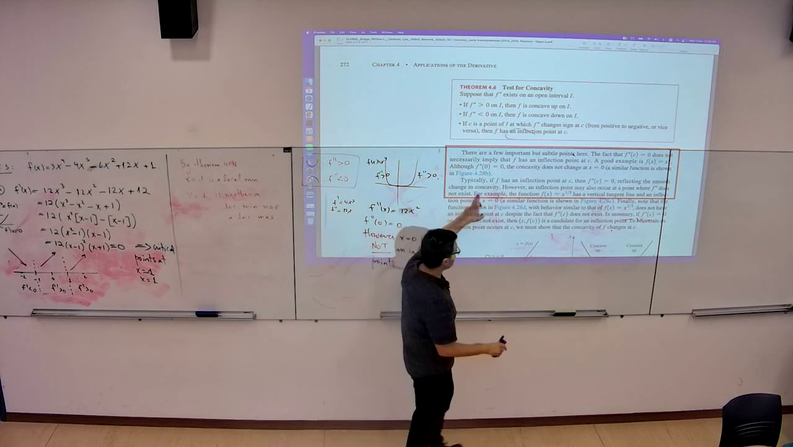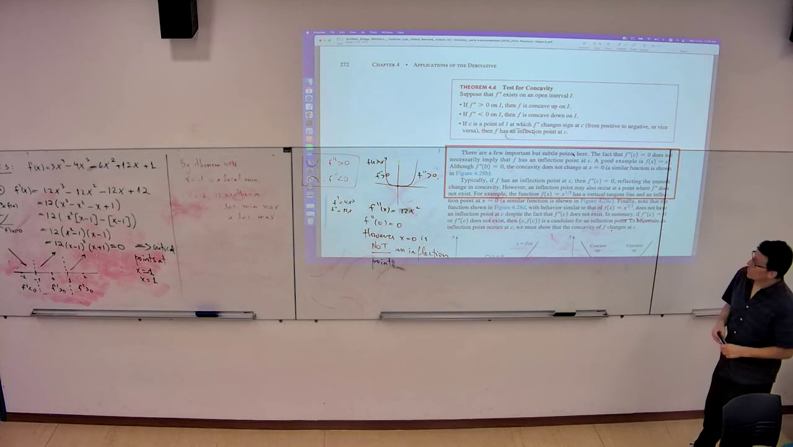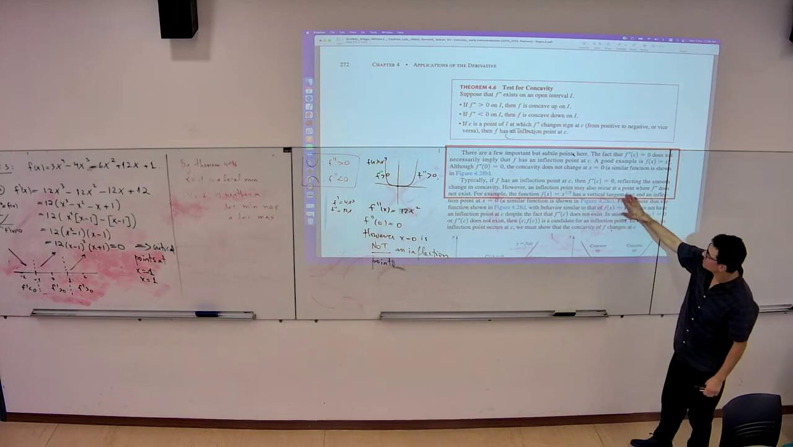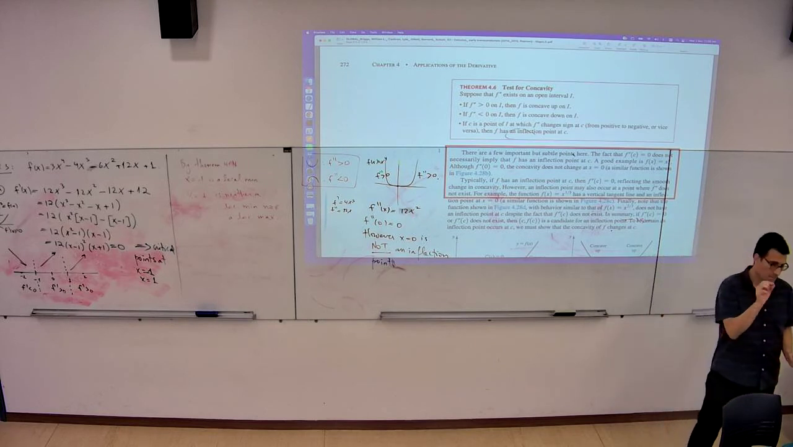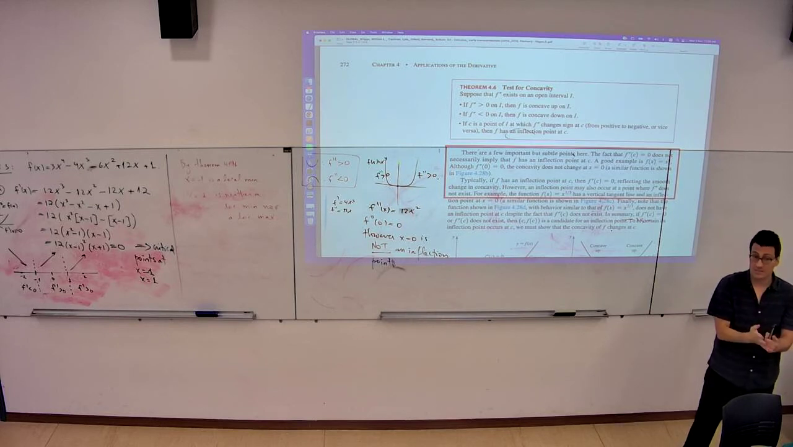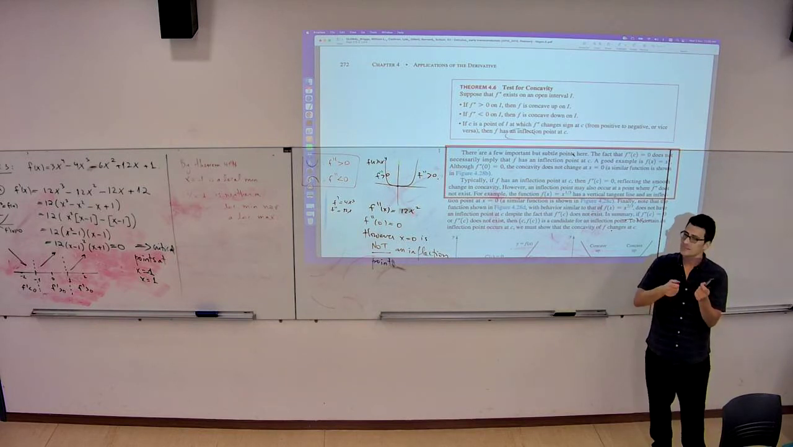Now, typically, if the function has an inflection point, then the second derivative is 0. However, an inflection point may also happen at a point where the second derivative does not exist. Just like a critical point is a point where the first derivative is 0 or doesn't exist, an inflection point is a point at which the second derivative is 0 or doesn't exist. So critical points are related to the first derivative, just like inflection points are related to the second derivative, the same way.